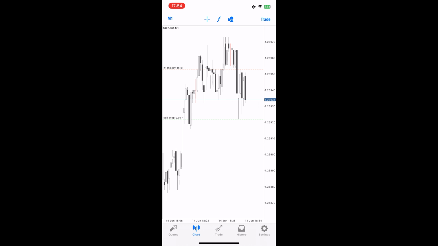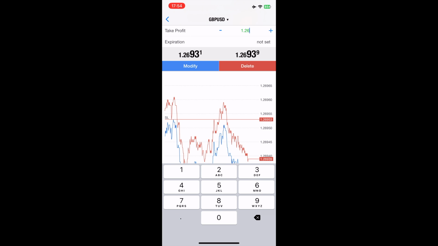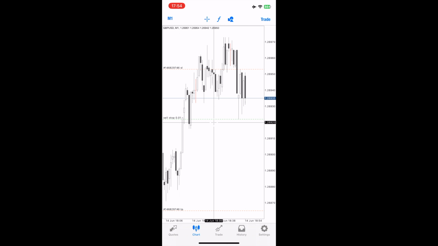Right. And then I can decide to set my TP, let's say down here at 1.26865. Modify and come here. So you can see I have my trade already. Sell stop and this and this. So let's see if this will activate. And okay, it's so close now. It's so close.